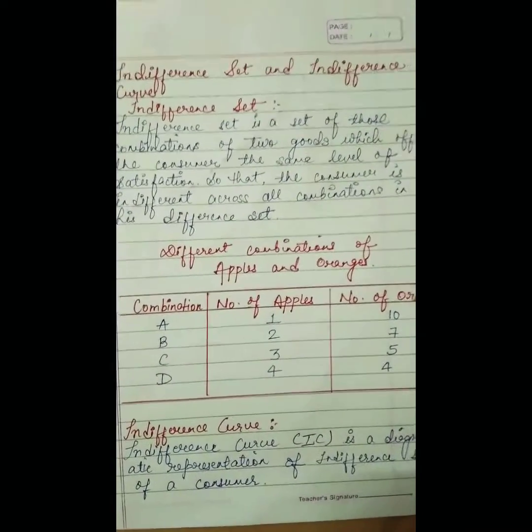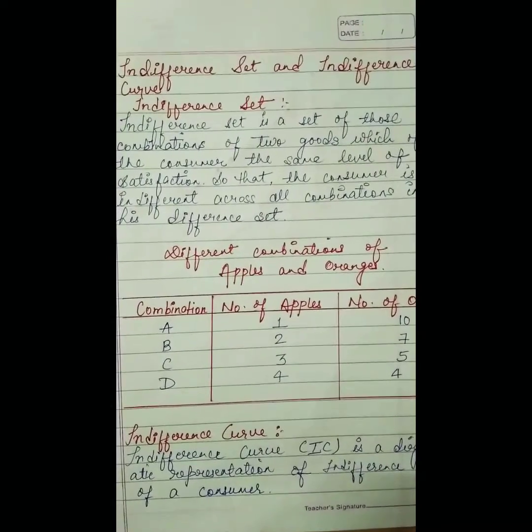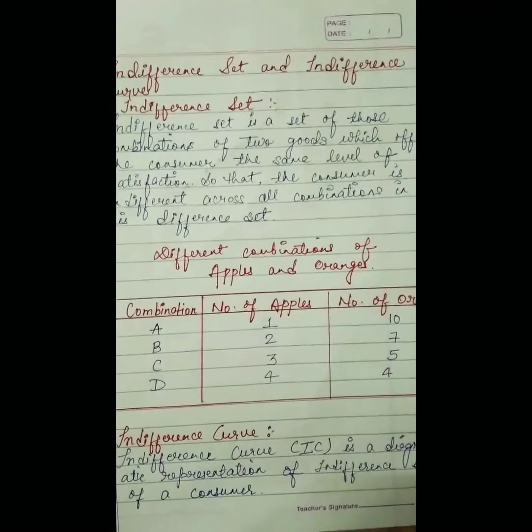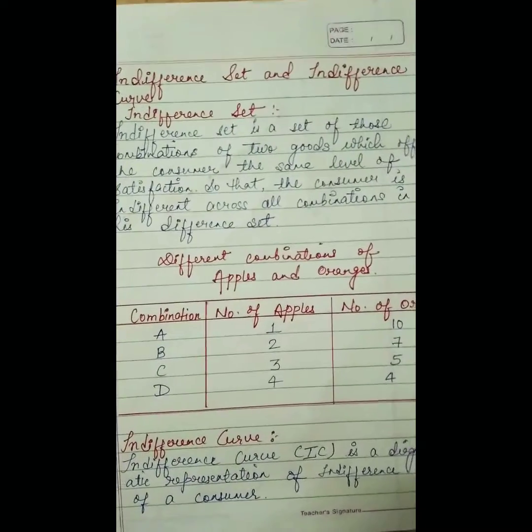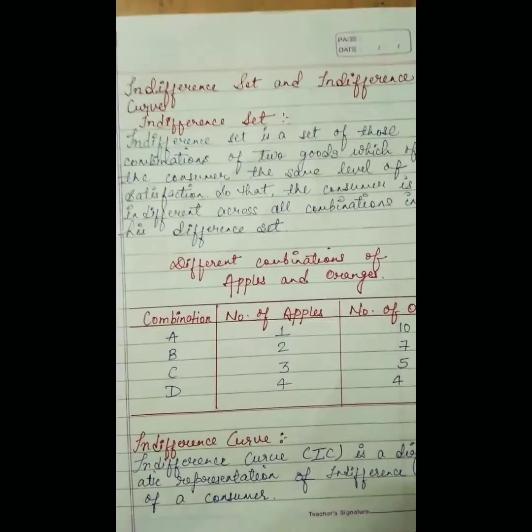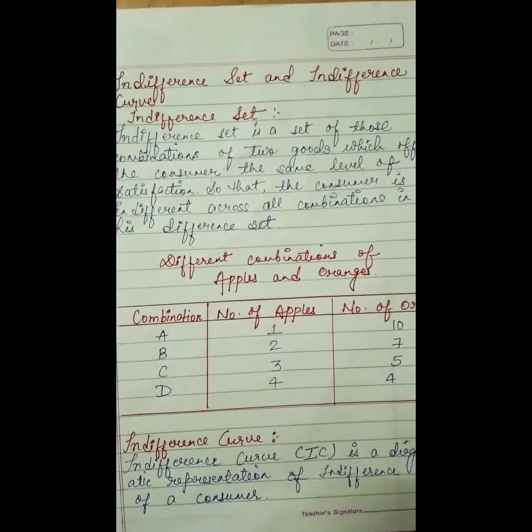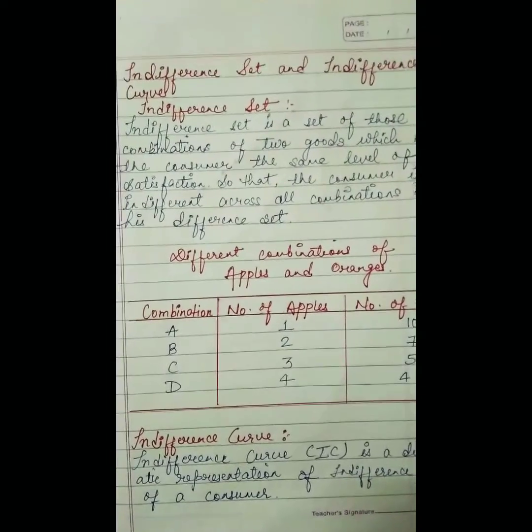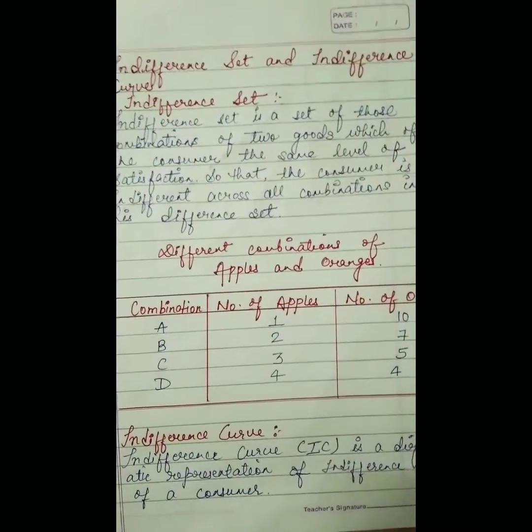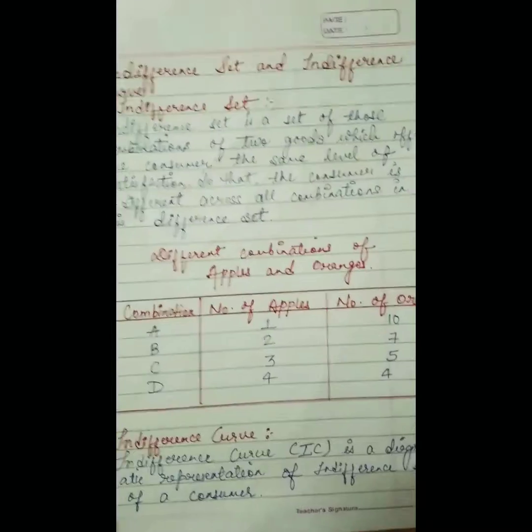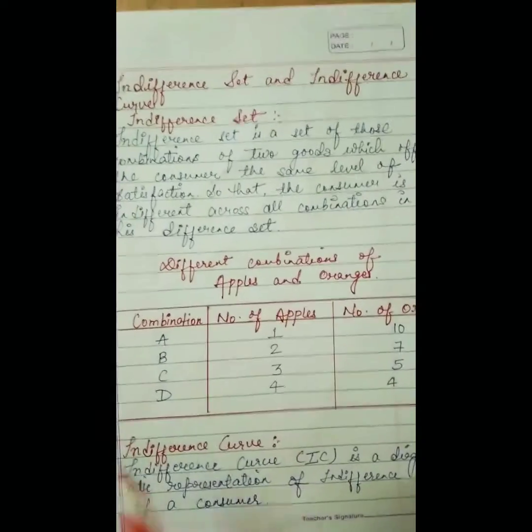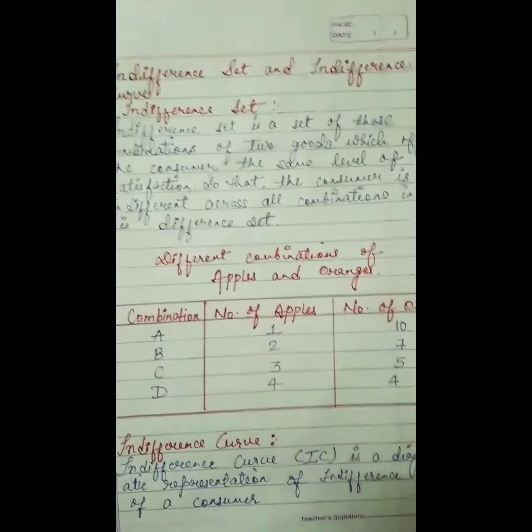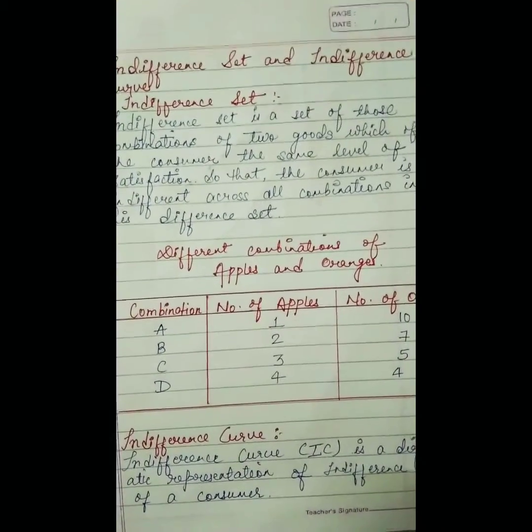That means in this indifference set, what happened? There are combinations of two goods and they are substitutes to each other, and they offer the same level of satisfaction to the consumer, so that the consumer is indifferent across all the combinations in his indifference set. This definition can be better understood with the help of the schedule given here. I've drawn the schedule for you all. Just see. As I told, there are two goods, they are substitutes to each other. Apples and oranges are fruits and they are substitutes to each other.